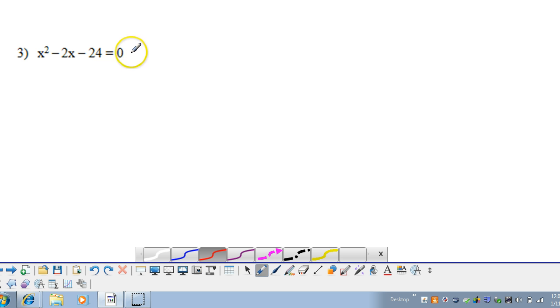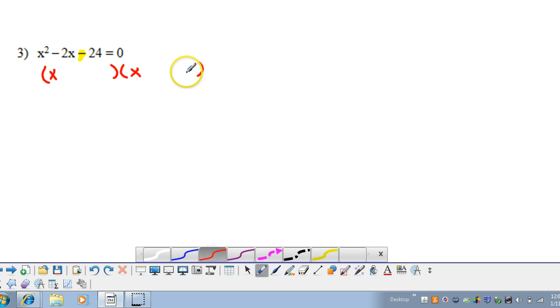This next example, we have a quadratic equation. The quadratic is not in factored form. Before we can use the zero product property, we actually need to factor this trinomial. And we have x squared, so we know we have x and x at the beginning of our parentheses. And here we're looking for factors of 24 that differ, because this is minus. We know that the factors have to differ by 2.